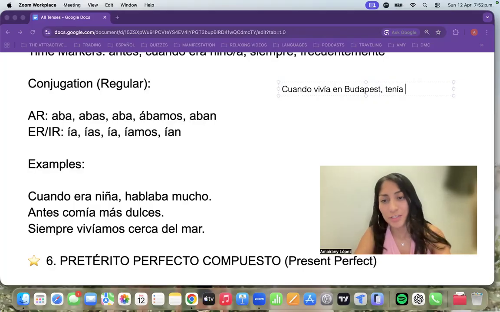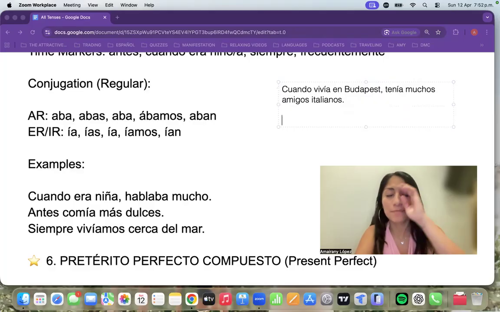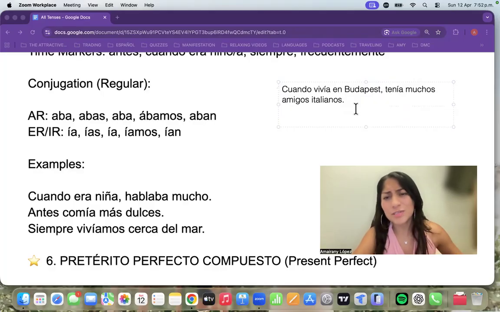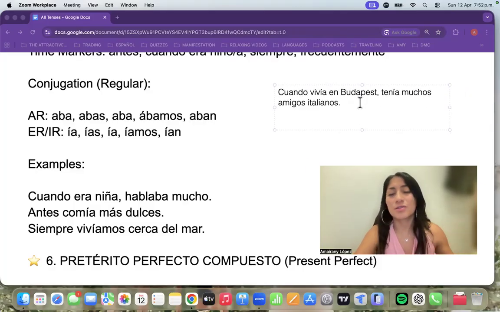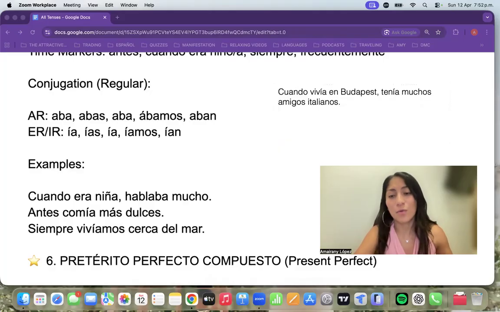Cuando vivía en Budapest tenía muchos amigos italianos. There were a lot of Italians in Budapest for some reason. Okay, so when I used to live, or when I was living in Budapest, or when I would live in Budapest, I used to have a lot of Italian friends. So as you can see, this works more as when I used to live or when I was living in Budapest, right? Not so much as when I would live in Budapest. So sometimes it's going to be translated in different ways. And why does this happen? Because this doesn't really exist in English. So that's why it just changes depending on how we are telling that story.